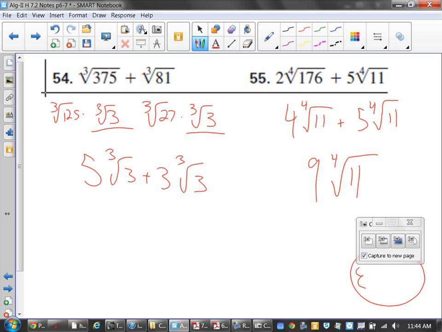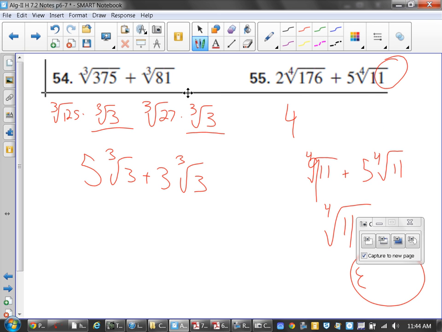Okay? You're looking for those perfect squares, perfect cubes, fourths, things like that. When you have something you can't simplify, try to divide it to get you into that. That's all. Here, this is the fourth root of 16 times the fourth root of 11. Fourth root of 16 is 2. 2 times 2 is 4. That's where we're going with that.